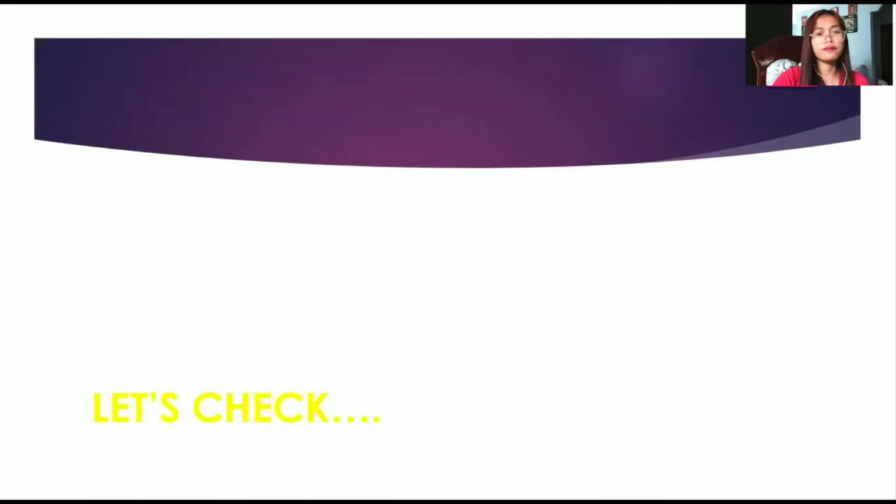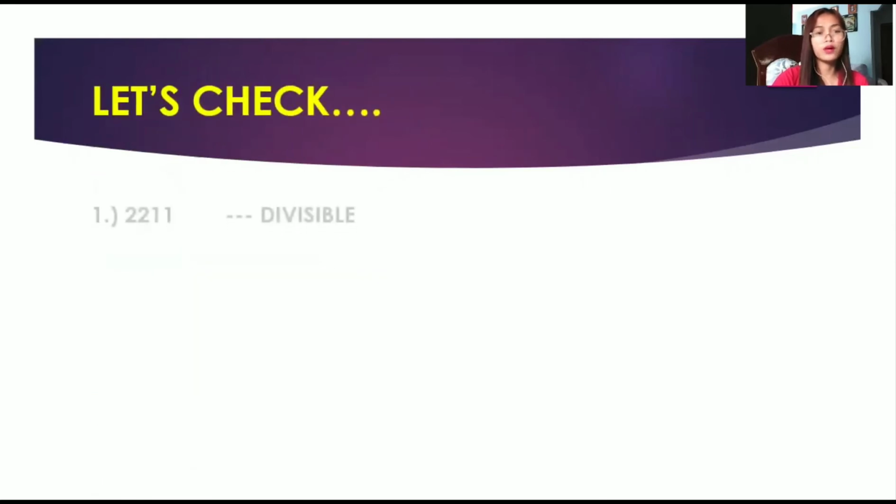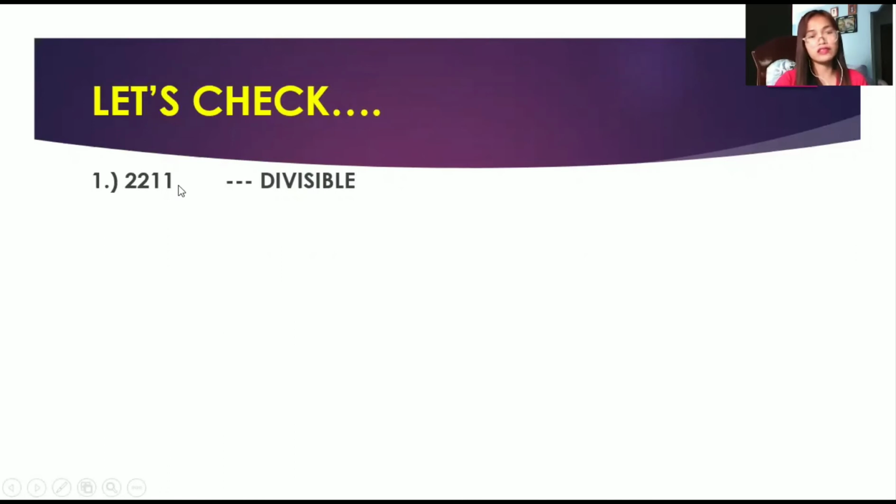So, we have number 1. So, the given number is 2,211. The answer is, it is divisible. Why divisible? Tungod kay kung atong i-add si 2,211, that is 2 plus 2, that is 4 plus 1, 5 plus 1 is 6. So 6. Is it divisible by 3? The answer is yes. Therefore, it is divisible by 3. Okay, number 2.